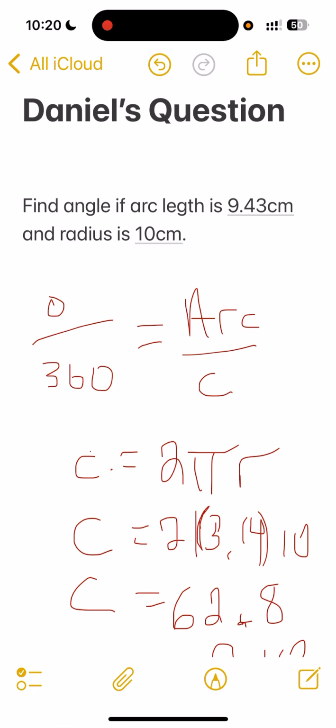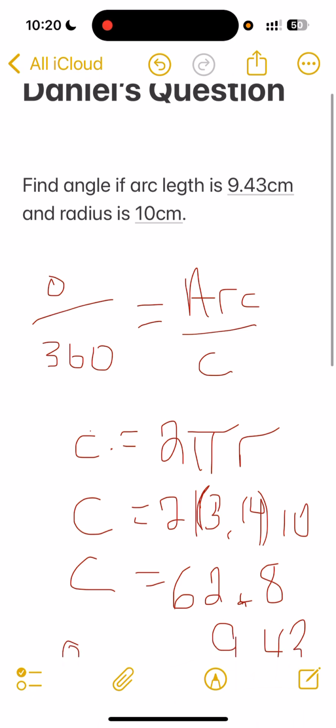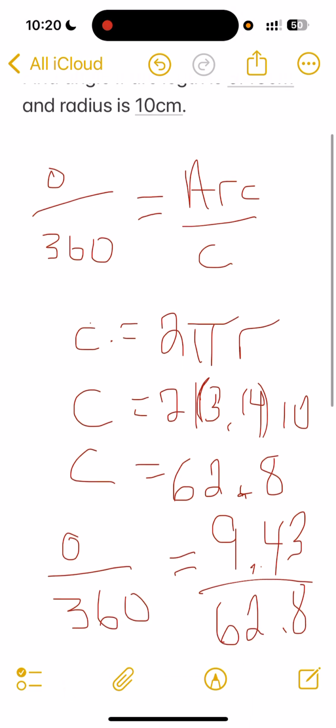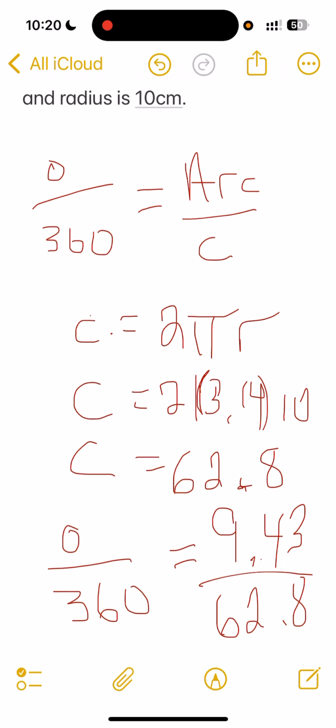I know the circumference, C is equal to 2 pi r, as you see a little bit lower down on my screen. And then that's my formula. I substitute, C is equal to 2 times pi, which is 3.14, and r is 10. It's given, radius is 10, so I just plug that in. I substitute, and then I'll solve. The circumference is 62.8. From there, now I'm able to substitute adequately. So now I have the angle over 360 is equal to 9.43 over 62.8.